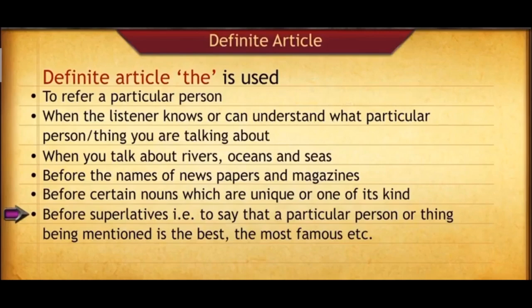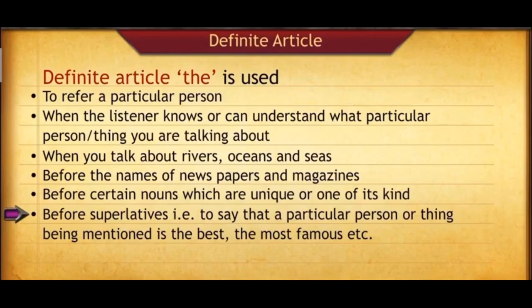Next point, before certain nouns which are unique or one of its kind. Certain nouns which are unique, it can be the name of a person, right? Sometimes one person's name might be shared by other people also, but the name will be unique to the person himself or herself. Or we can also have some words which refer to only one particular thing or one particular animal, whatever it is, right? If it has a particular noun, then be sure that the will be used before it.